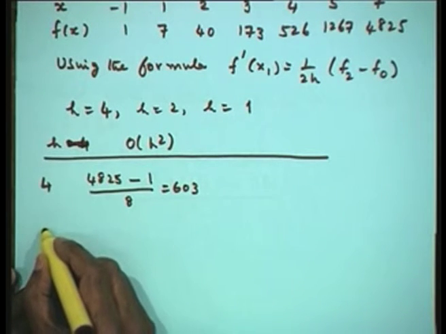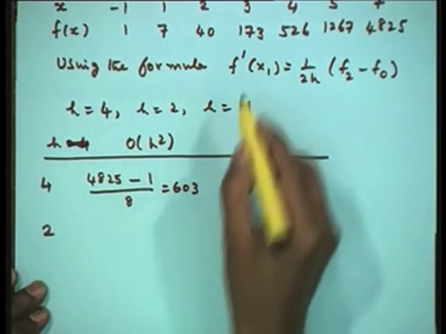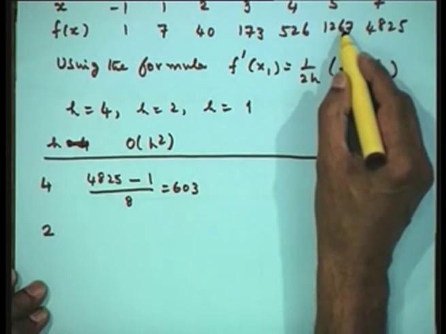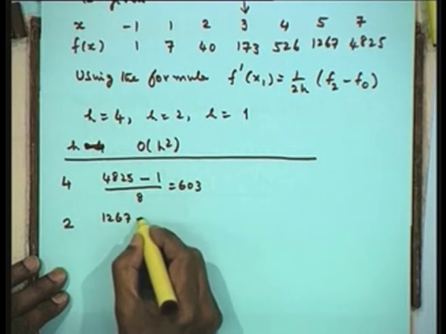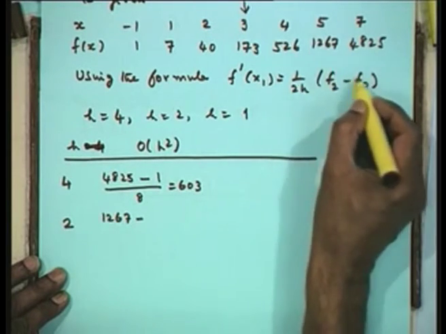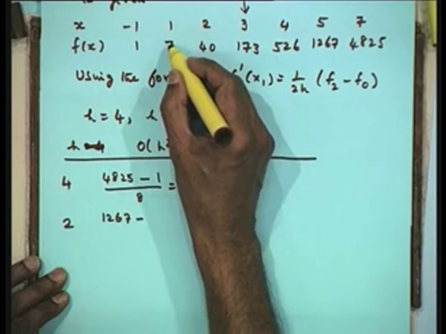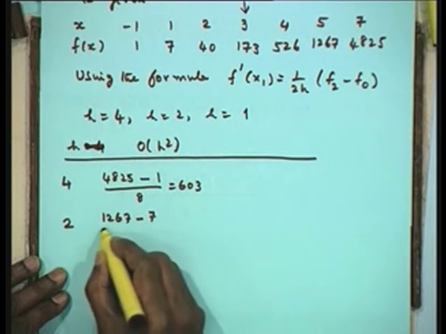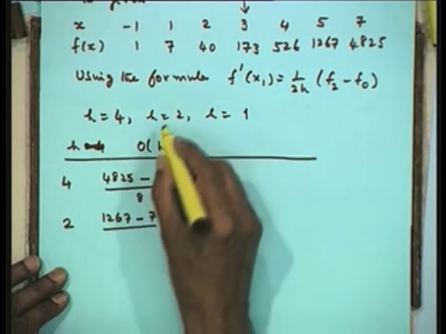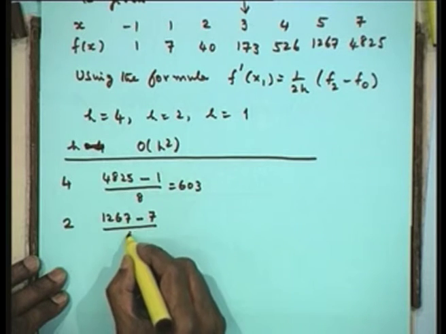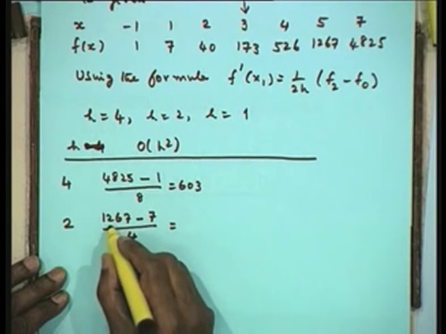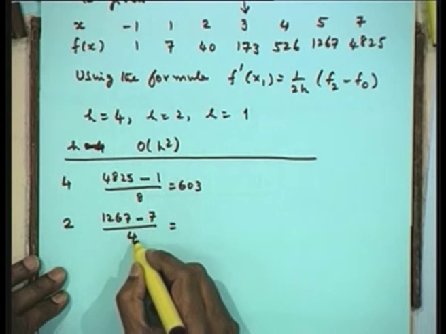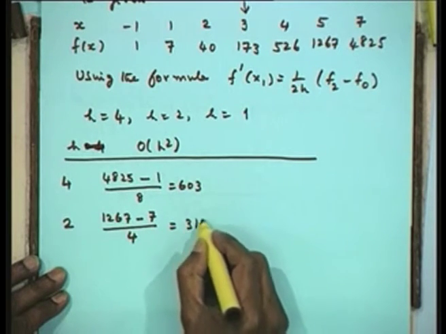Now, let us use step length 2. With step length 2, f of x 2 will be 1267. So, this will be 1267, and the value f naught will be 2 steps behind, that is 7 minus 7, divided by 2 times h, h is now 2, that is divided by 4. 1260 divided by 4, that is 315.